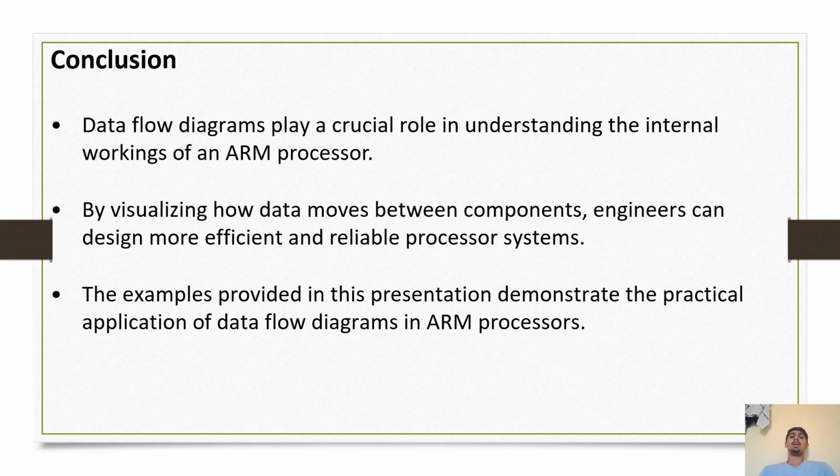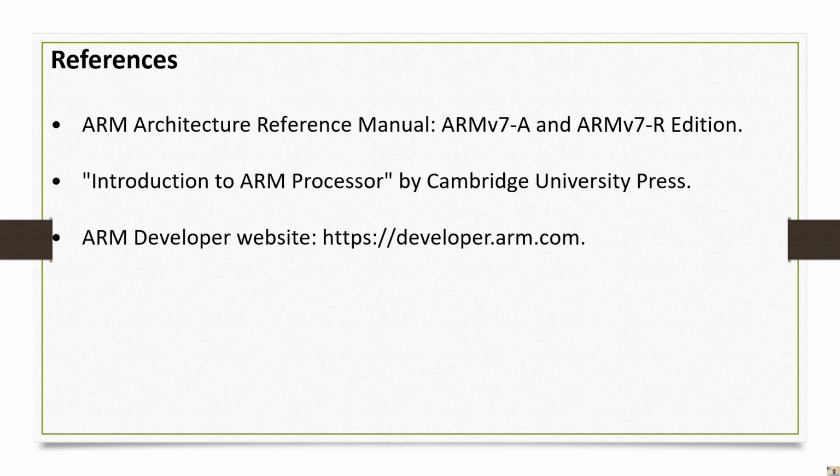Conclusion. Data flow diagrams play a crucial role in understanding the internal working of the ARM processor. By visualizing how data moves between components, engineers can design more efficient and reliable processor systems. For example, the presentation demonstrates the practical application of the data flow diagram in the ARM processor, and this is the conclusion of the data flow. Now the main references for the data flow in the ARM processor.